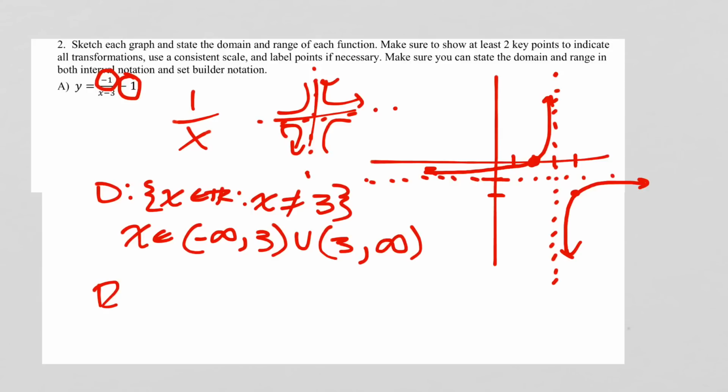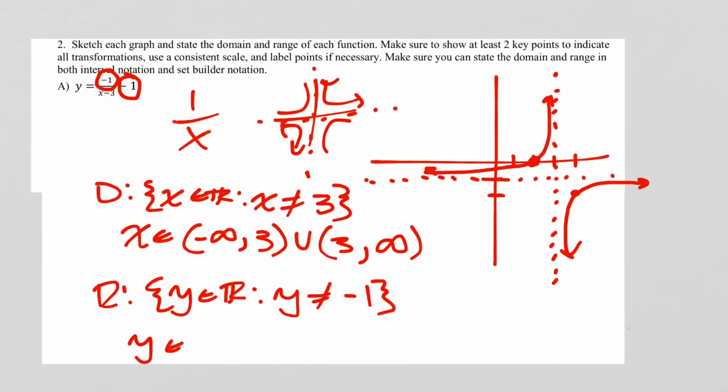Alright, what about range? Well, range is very similar. Range, we're talking y values in R such that y is not equal to negative 1, the value of the horizontal asymptote. Or similarly, y in the interval going from negative infinity up to but not including negative 1, union with negative 1, not including it, up to positive infinity. There you have it. That's everything I'm looking for.